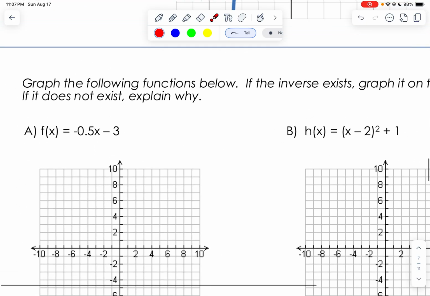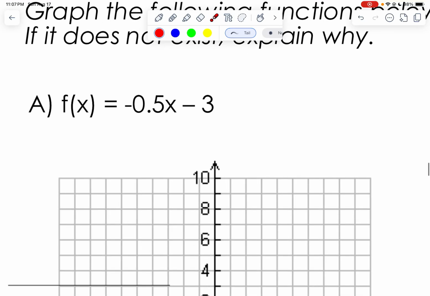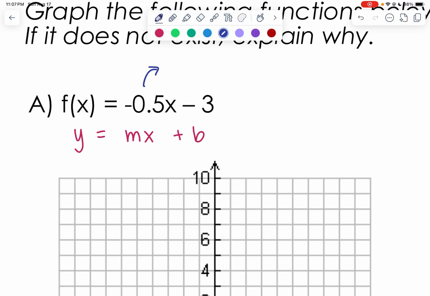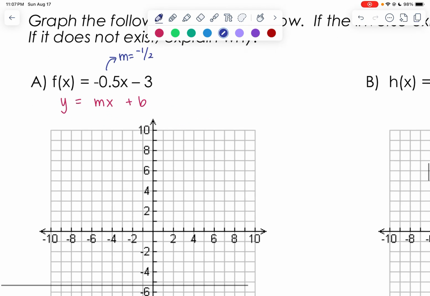Graph the following functions, determine if the inverse exists, and if it does, let's graph it on the same graph below. If it doesn't exist, then let's explain why. So taking a look at this one, if you remember, this is slope-intercept form, or y equals mx plus b. So our slope is going to be -0.5, and our y-intercept would be -3. So I'm going to start by graphing that here.